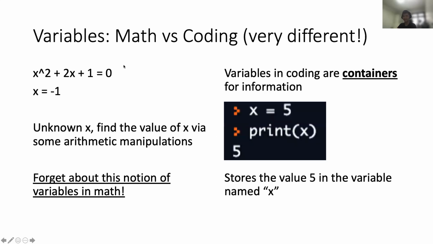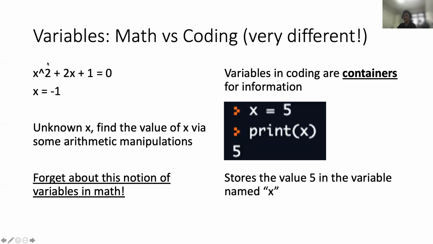As some of you might know from algebra, if you have an equation, a variable has a certain value that you usually don't know, and then you're given some hints about the variable, like x plus 2, x plus 1 equals 0, and then you use some arithmetic manipulations to obtain the value for the variable. That is variables in math.